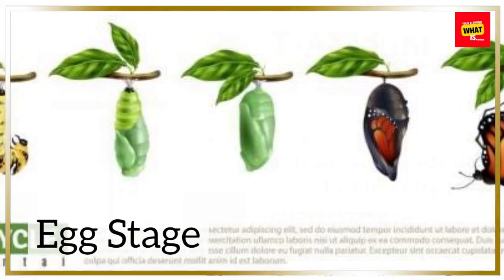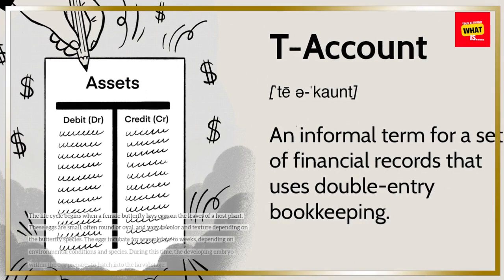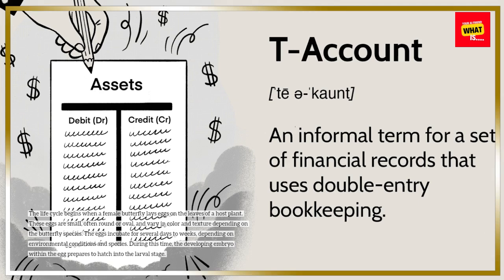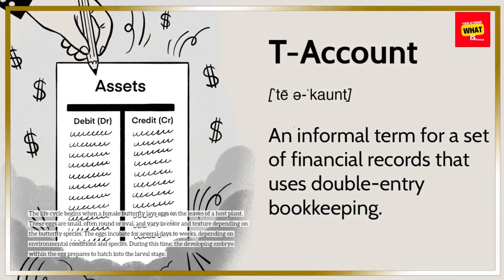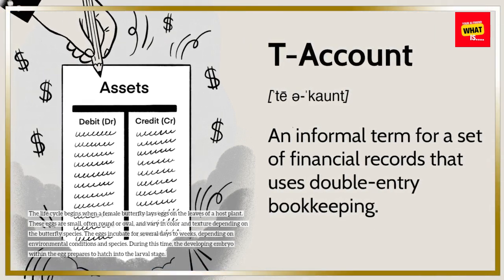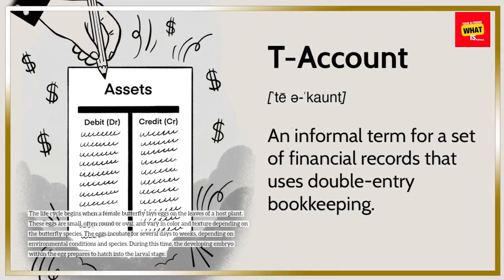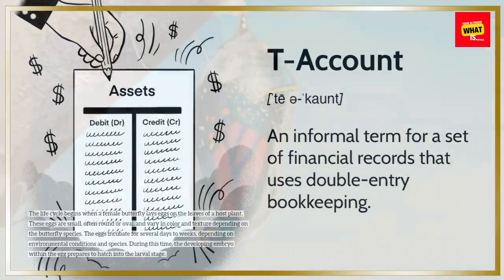Egg stage. The life cycle begins when a female butterfly lays eggs on the leaves of a host plant. These eggs are small, often round or oval, and vary in color and texture depending on the butterfly species. The eggs incubate for several days to weeks, depending on environmental conditions and species. During this time, the developing embryo within the egg prepares to hatch into the larval stage.